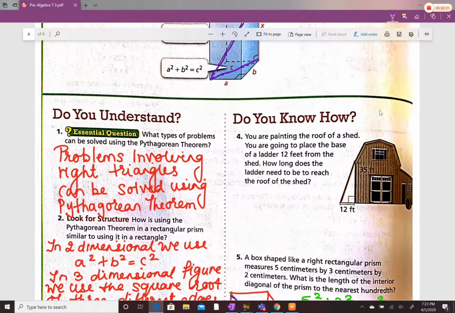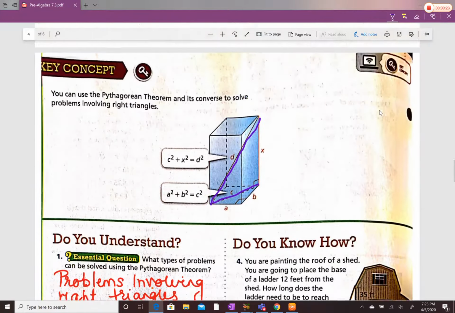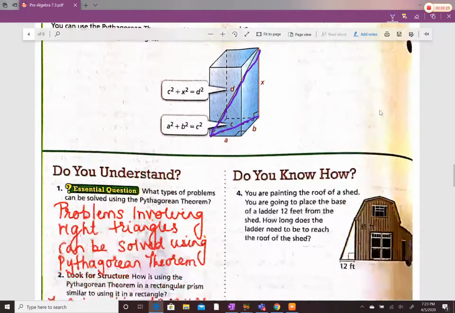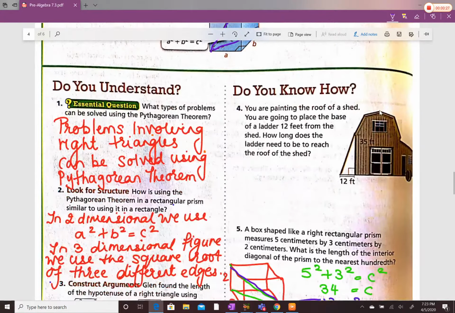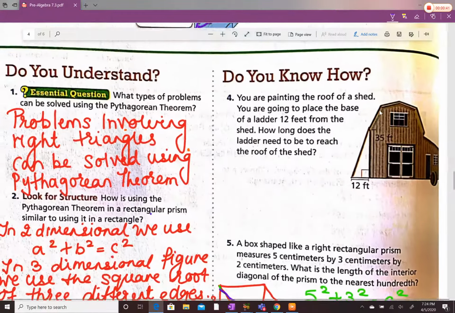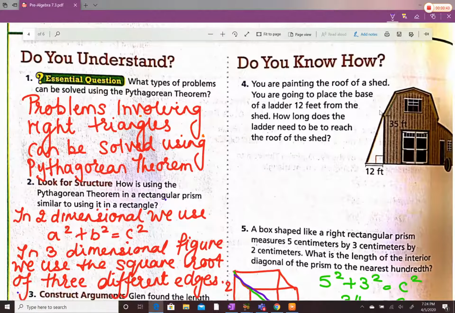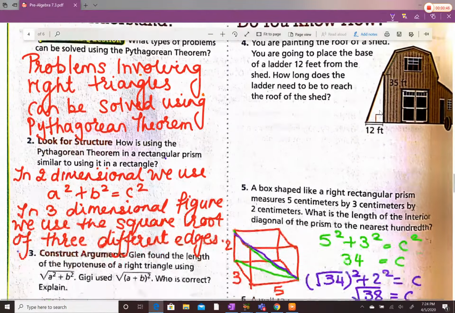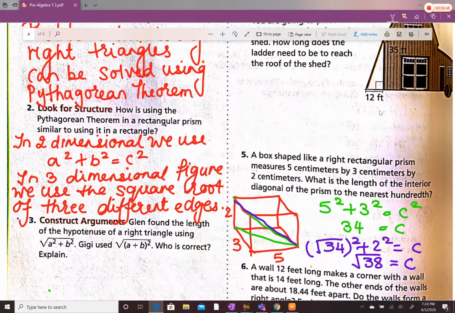So this is the first question where the essential question is not the answer for the key concept. They're asking you what type of problems can we solve using the Pythagorean theorem. Problems involving right angles can be solved using the Pythagorean theorem or the converse of the Pythagorean theorem. They did not ask, so I did not write, but right angle problems can be used with the Pythagorean theorem and the converse. Look at the second question.